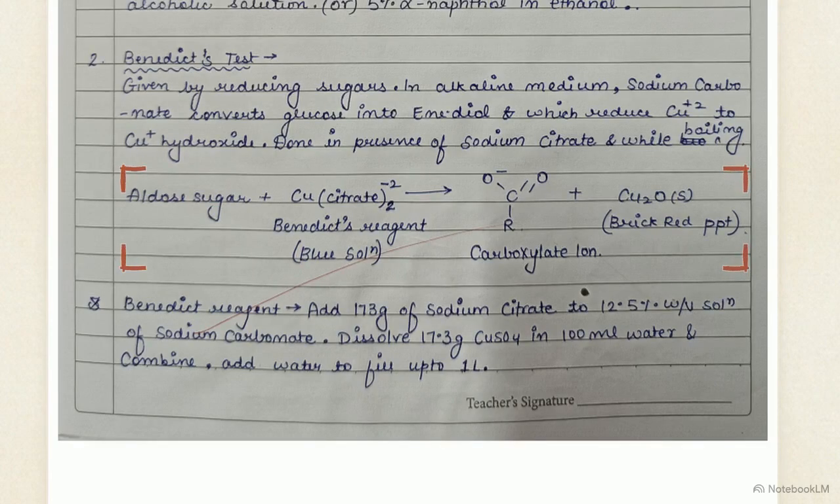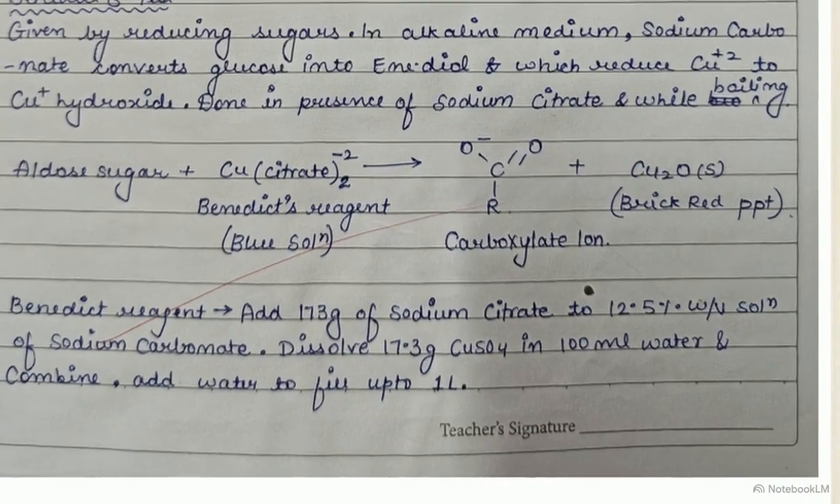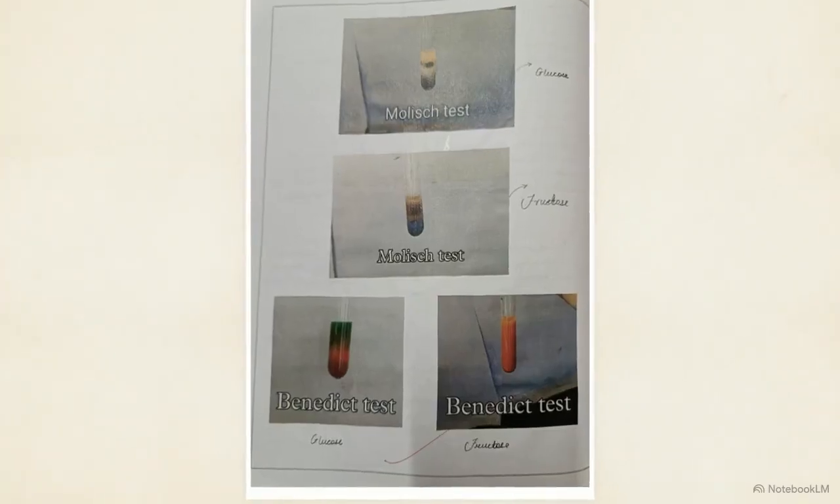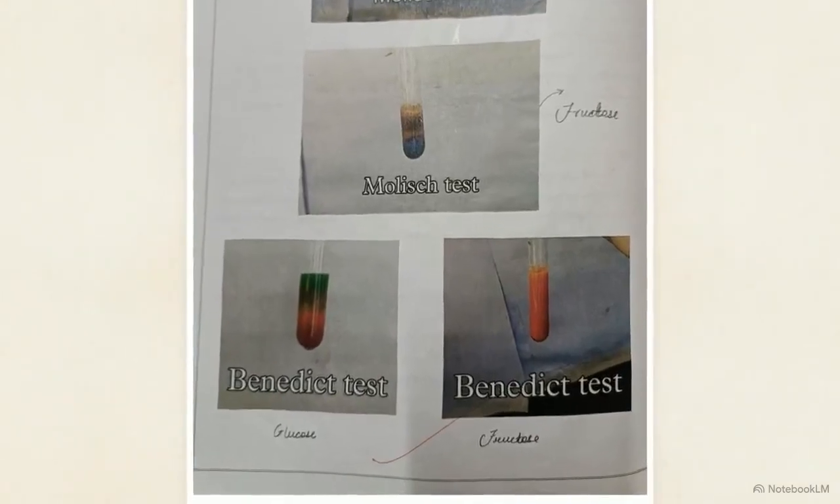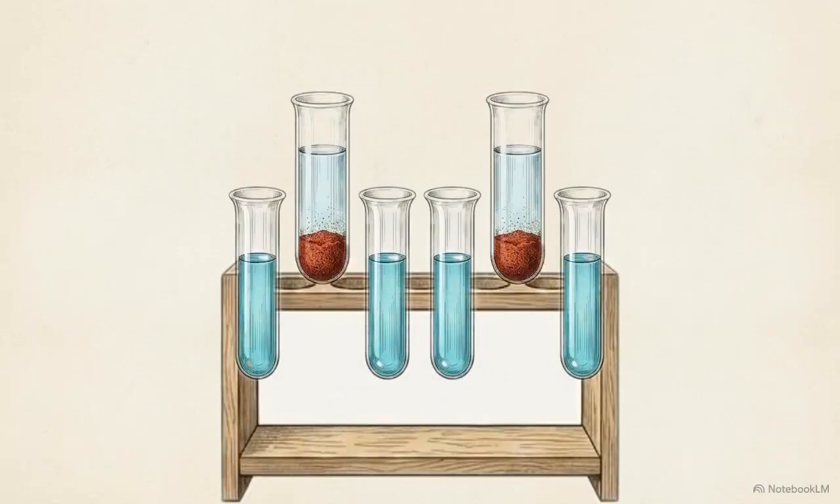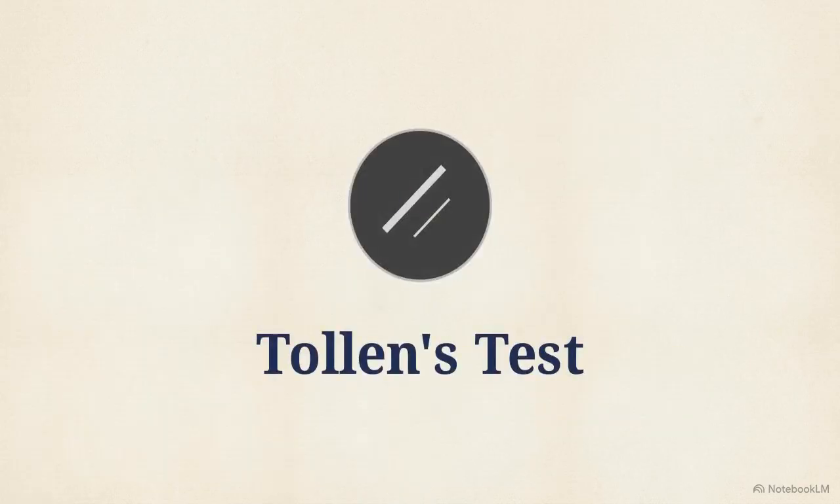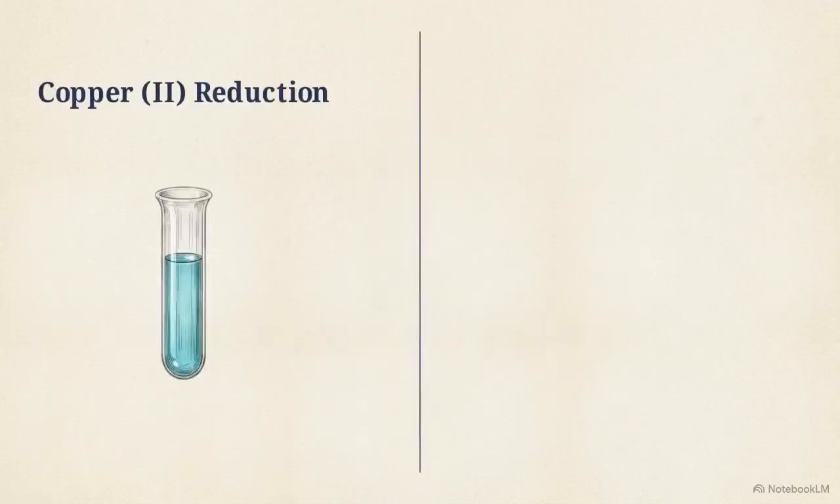This equation shows the Benedict's test mechanism. In an alkaline medium, the reducing sugar converts copper-2 ions into copper oxide. The resulting chemical reduction is visible as a solid brick red precipitate that drops out of the solution. If you observe this red precipitate in an alkaline environment, you have definitively isolated the reducing sugars from the rest of the sample. Tollen's test provides a secondary method for detecting these reducing sugars.